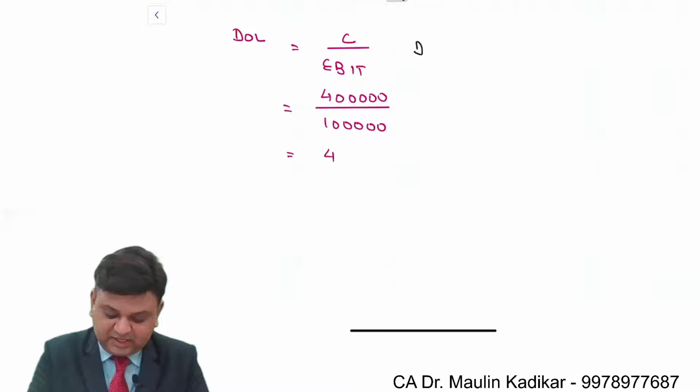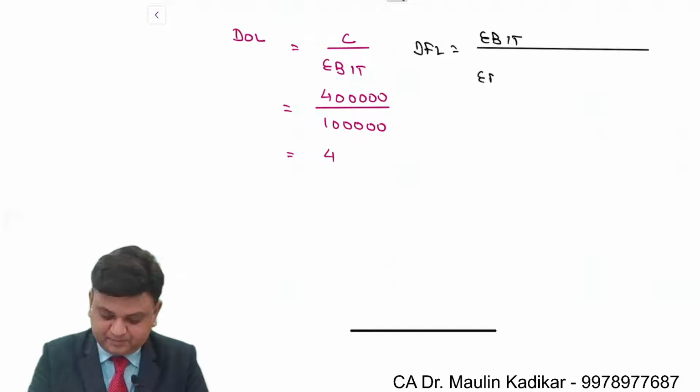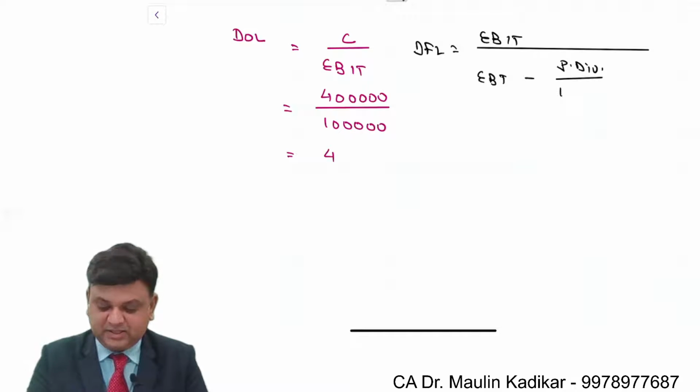The second is DFL. It is EBIT upon EBT minus preference dividend, divided by 1 minus T. That is the way we make it pre-tax.